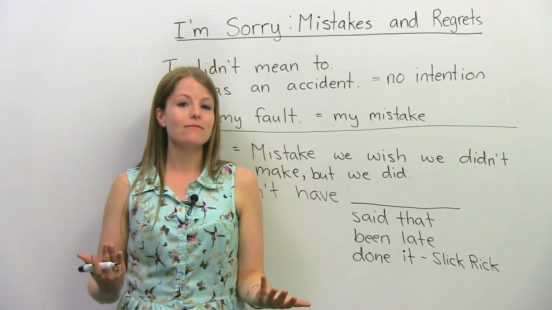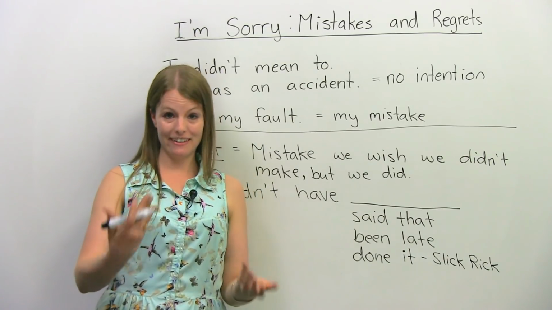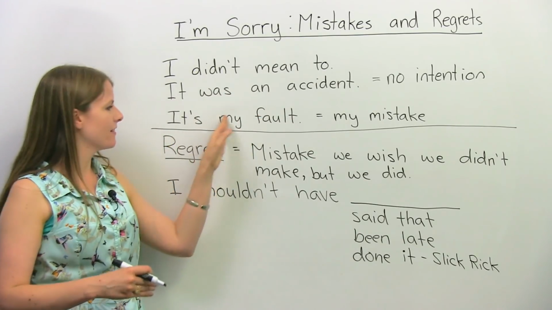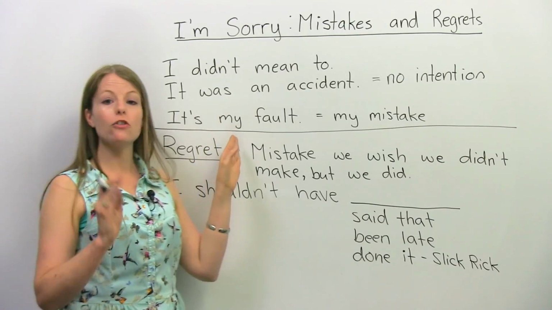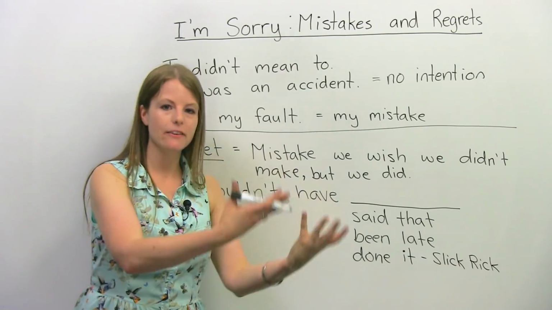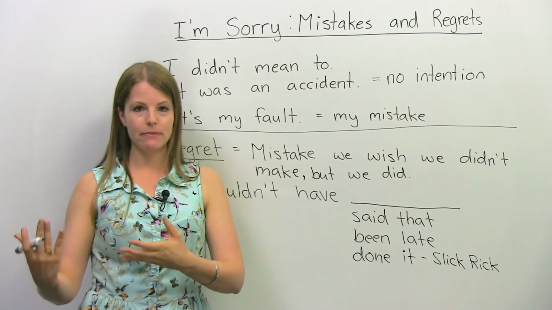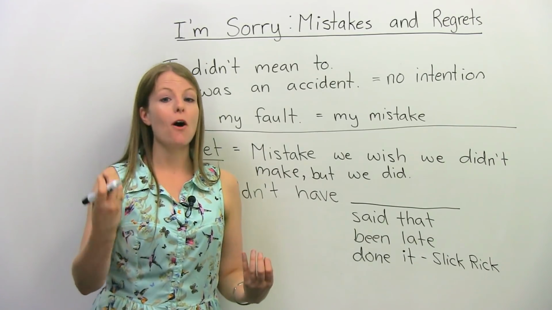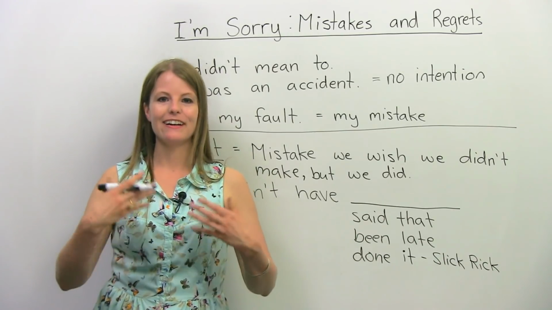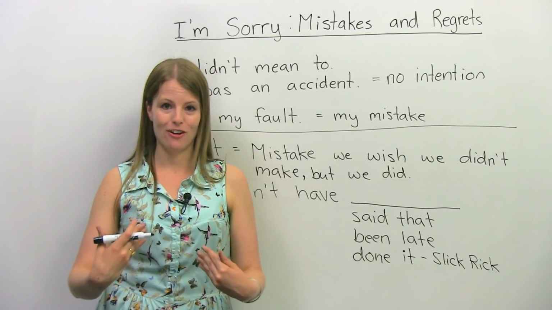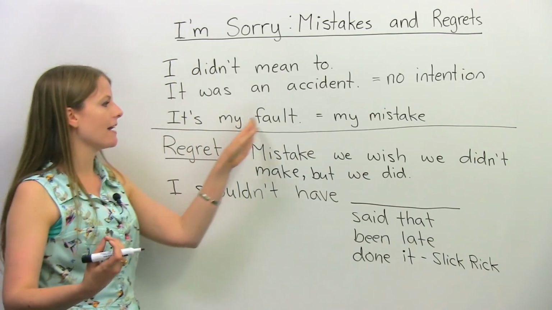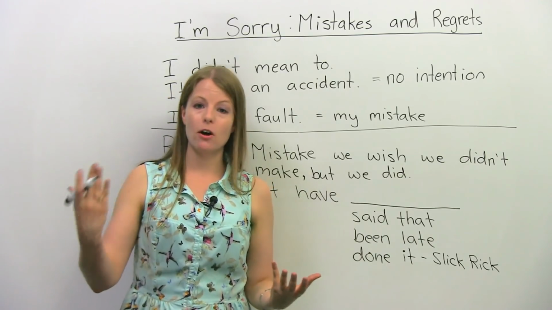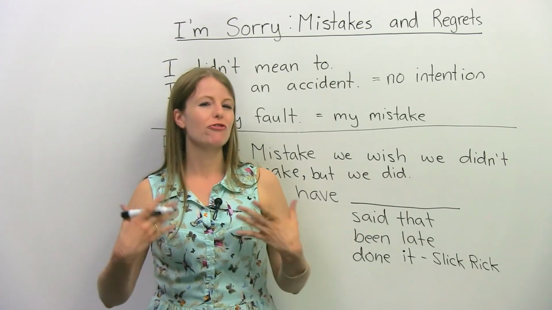Or sometimes maybe you didn't do anything wrong. And if this is the case, you can say, it's his fault. It's her fault. It's your fault. Okay, meaning it's his mistake. It's her mistake. It's your mistake. So that's something you will commonly hear. When you're apologizing, though, usually you're apologizing because you did something wrong. So you'll probably say, it's my fault.